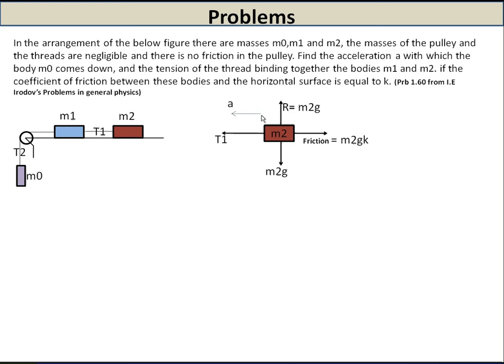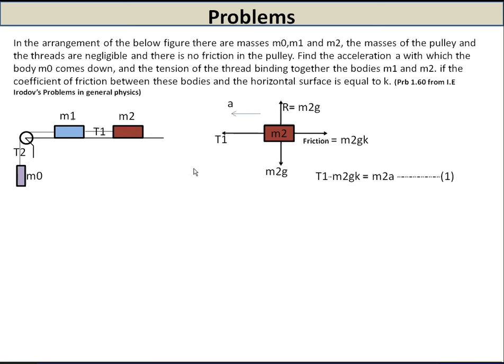But since the body is moving towards the left with an acceleration a, there must be an unbalanced force on the left, which is equal to T1 minus m2gk. So T1 minus m2gk is my net force towards the left, which will cause the acceleration. By Newton's law, we know that T1 minus m2gk equals m2a. This is the first equation which I get from drawing the free body diagram of the mass m2.